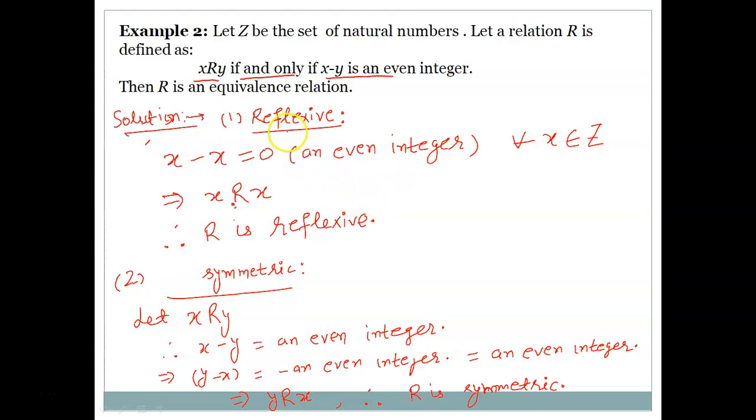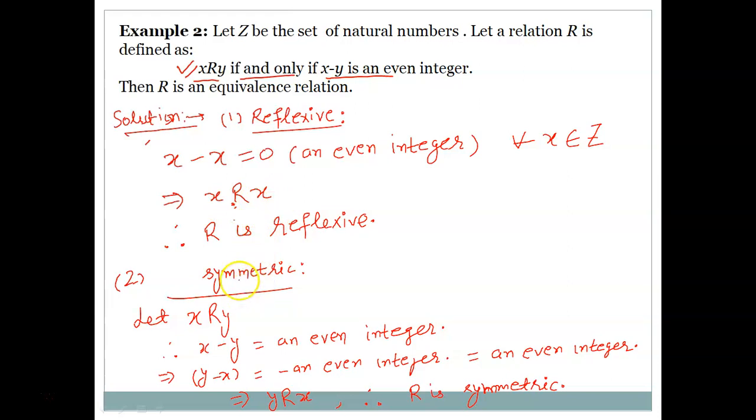Suppose first you are going to verify the reflexive property. When will you say that this relation is reflexive? It can happen only when x is related to x, and according to the definition of the relation, that can happen if and only if x minus x is an even integer. If you take x minus x, that will give you 0, and 0 is an even integer. So x is related to x, that means R is reflexive.